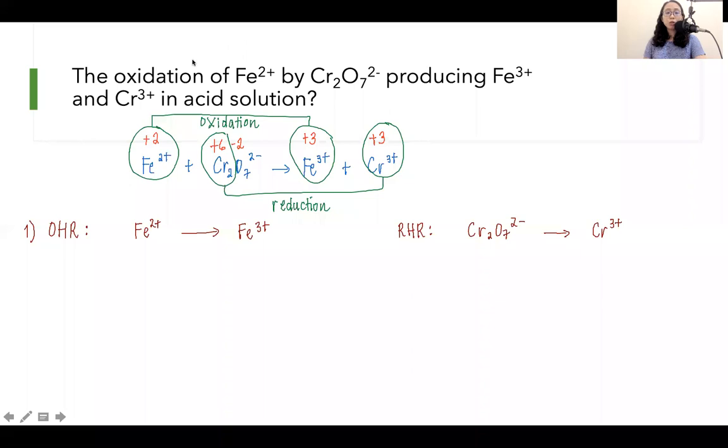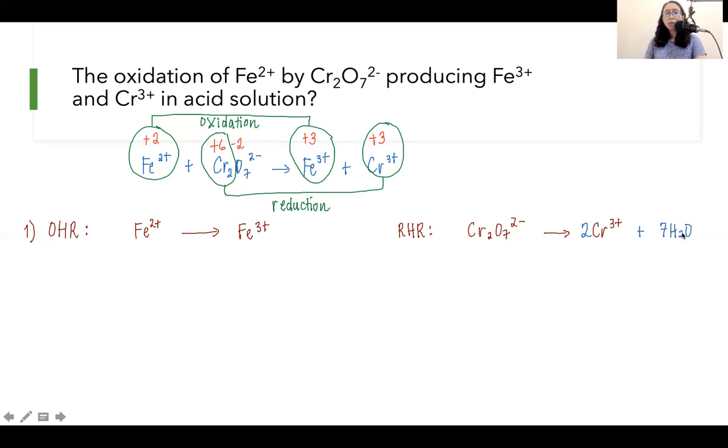The next step is to balance the atoms in both half reactions. If we look at the oxidation half reaction, we see that the number of atoms are already balanced, so we don't need to introduce any coefficients. However, in the reduction half reaction, first we look at chromium. On the left side, we have 2 chromiums, but on the right side, we only have 1. So we write a coefficient of 2 for chromium 3. Furthermore, we notice that there is oxygen in the reactant side, but no oxygen in the product side. We balance this by adding water molecules. So we write 7 water to account for the 7 oxygens in the reactant side.